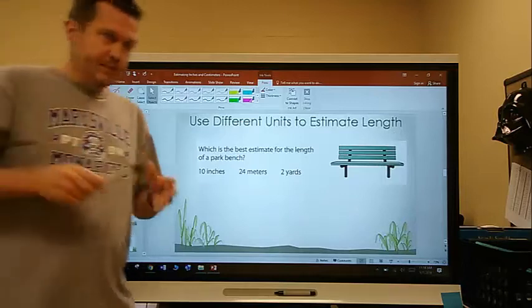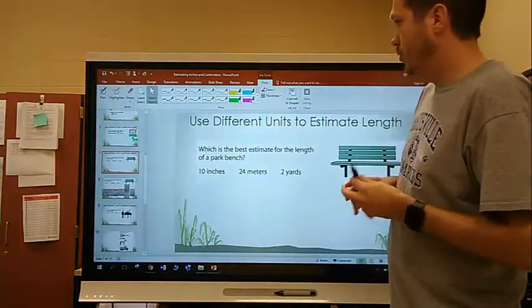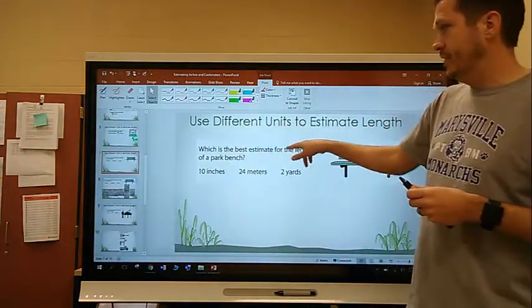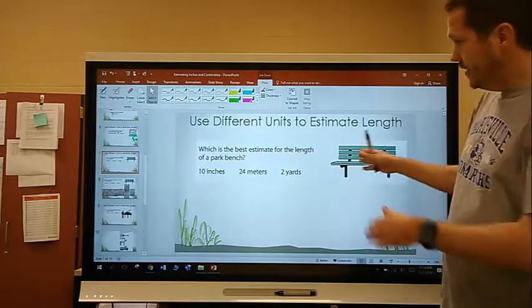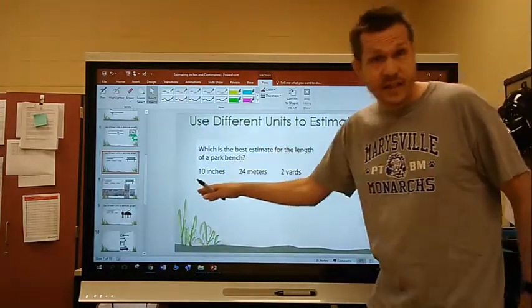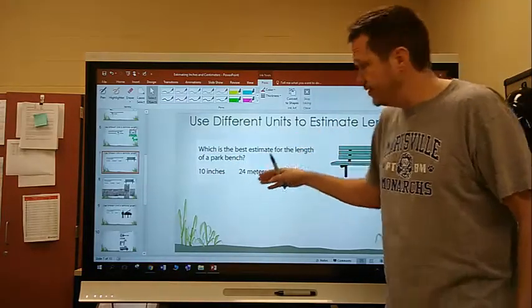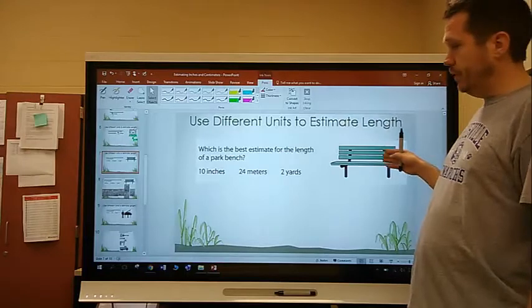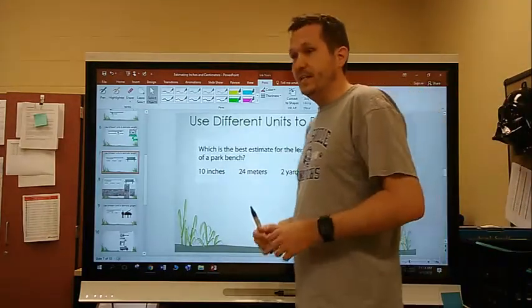This one's a little bit different. This is asking us to estimate a length, right? So which is the best estimate for the length of a park bench? So they're asking us, is this park bench closer to 10 inches? Is this park bench closer to 24 meters? Or is this park bench closer to 2 yards? All right? So what it's asking us is this.